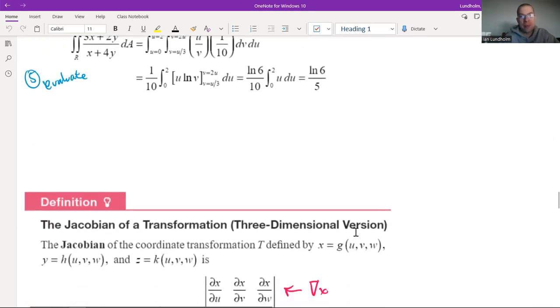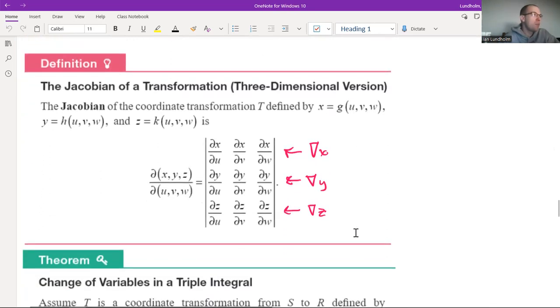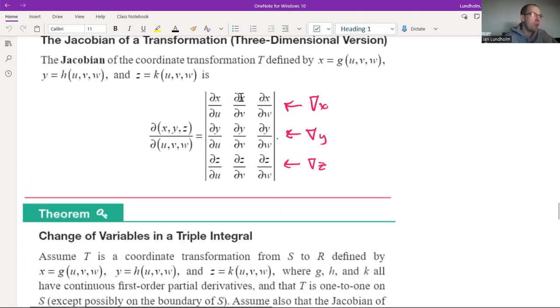There are not a ton of examples in this section. So right now we're moving on to Jacobians for a three-dimensional version where we're moving from 3 variables to another 3 variables. So now it's x, y, z into u, v, w. The top row again is the gradient of x with respect to the other 3 variables that you're transforming into. Gradient of y on that second row, gradient of z on that third row. So that's the organizing principle that I would keep in mind when you're trying to write down which things belong in the Jacobian matrix.